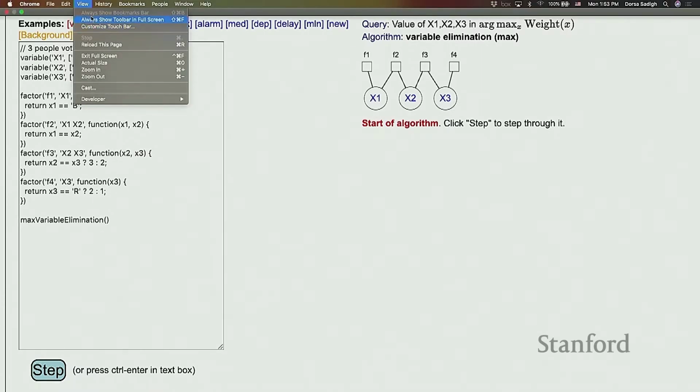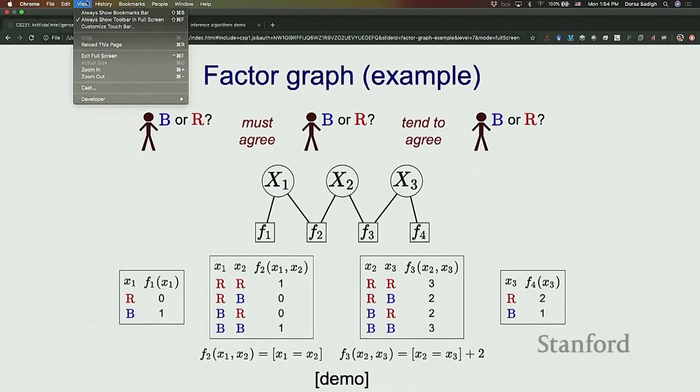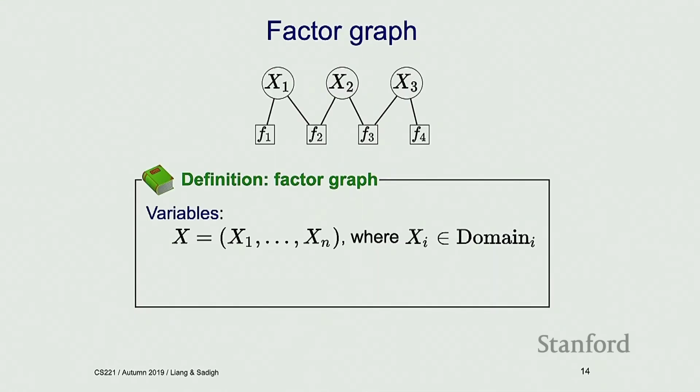But for now, let's move to defining our factor graphs. All right, so what is a factor graph? More formally, a factor graph has a set of variables, x1 through xn. And each one of these xi's lies in some domain. In this case, the red or blue was our domain. And then the factors are going to be f1 through fm. We have m of them, let's say. And each of these factors is just a function over x that is greater than or equal to 0. Okay? So that's a factor graph.